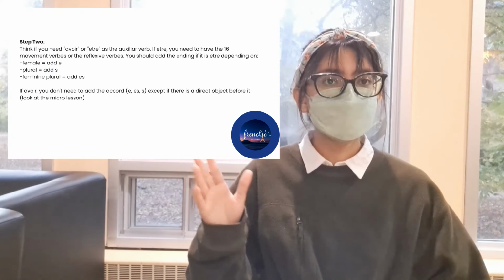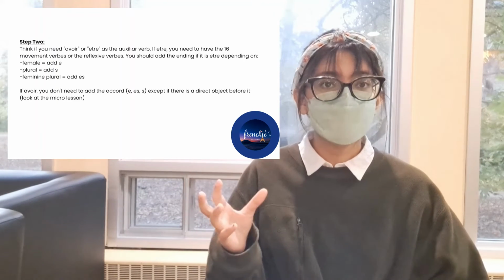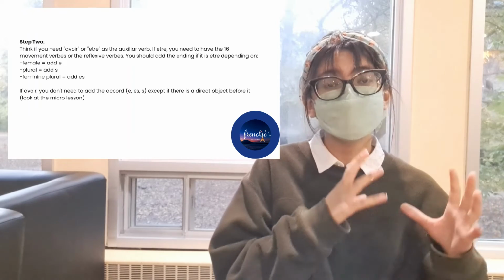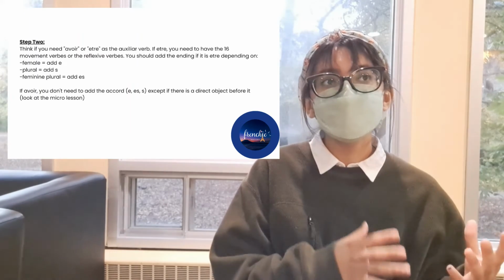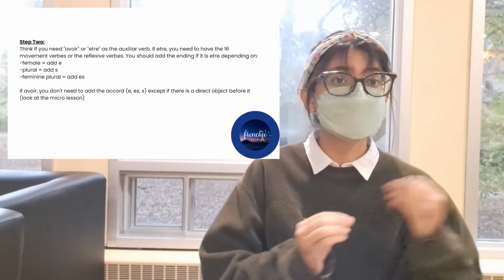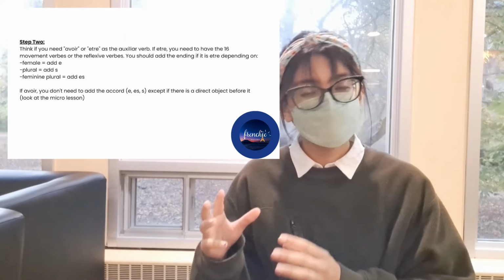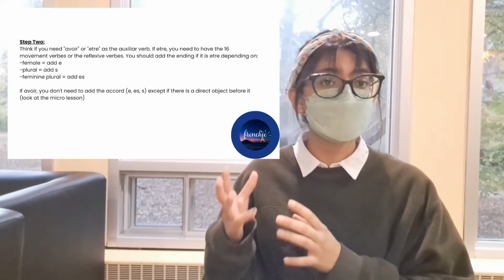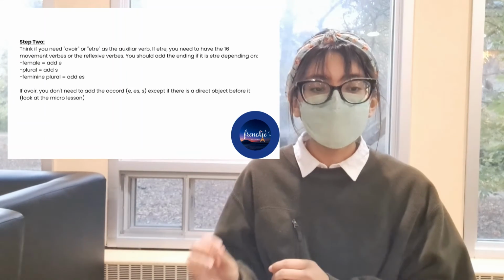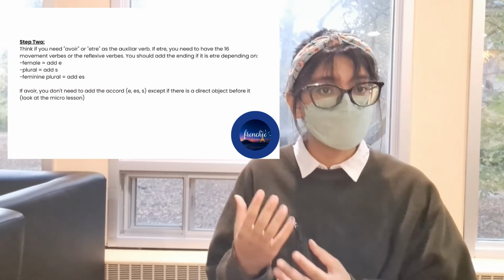So for danser, we use the auxiliary avoir, but for sortir, we use être. Why did we use être for sortir? Because it's a movement verb. However, danser is not a movement verb according to our Mrs. Vandertramp list, which is why we make use of avoir.